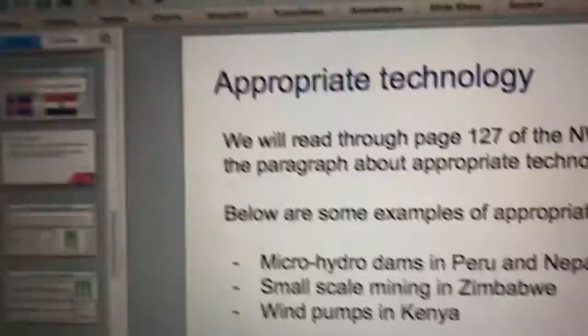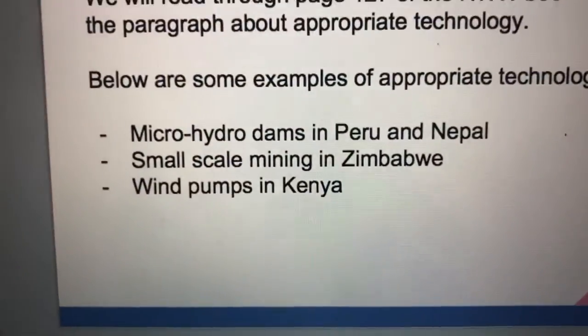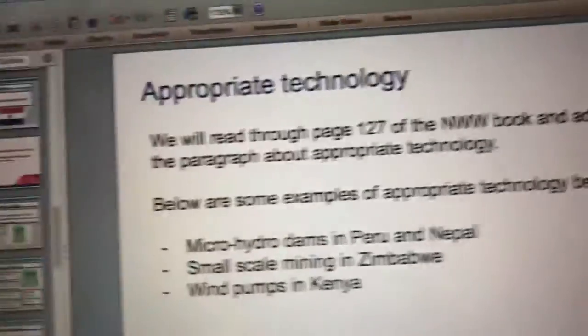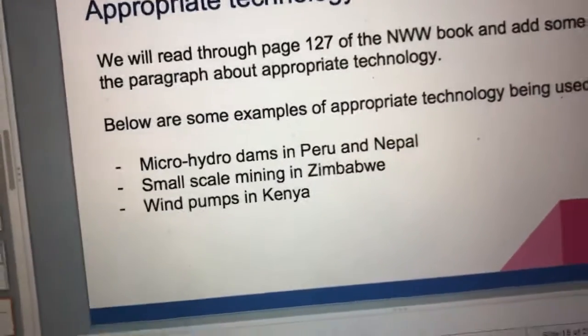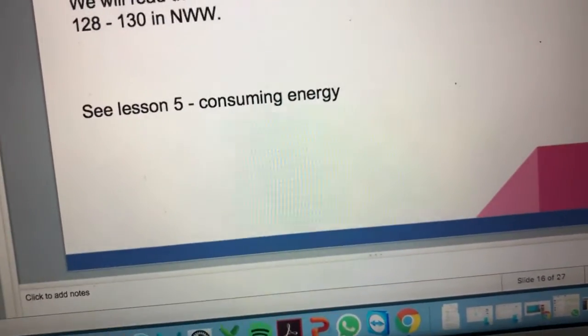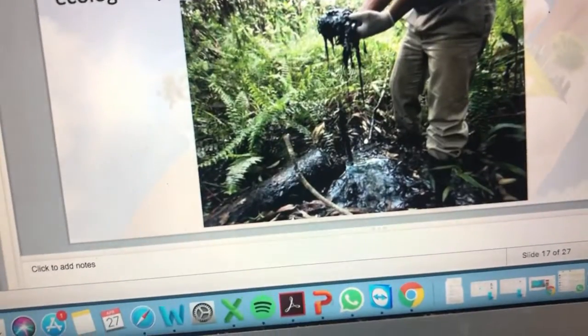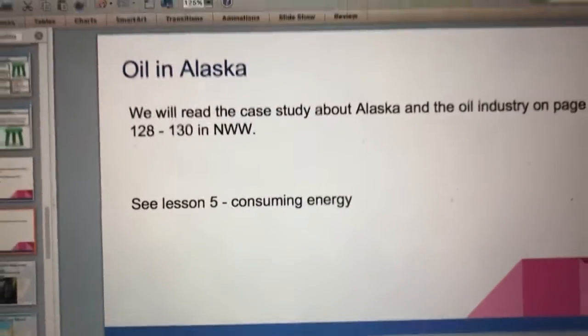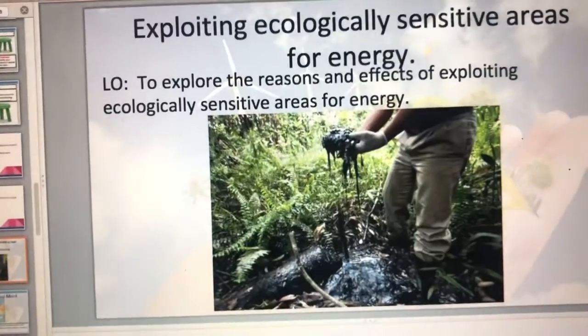That would not be appropriate technology, okay? You can read through the case studies in the book, and some examples are there. This is the sort of appropriate technology. Now, we're going to do a case study about Alaska, and as I said, those are pages 128 to 130, okay?